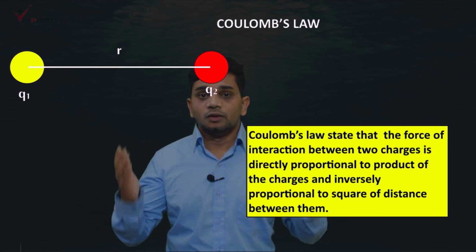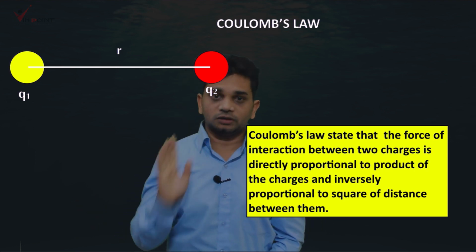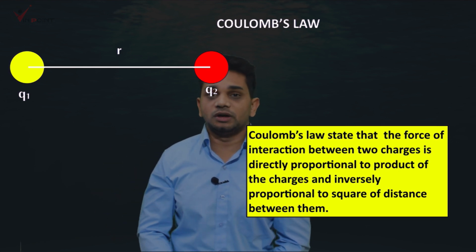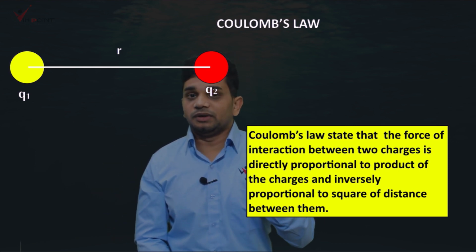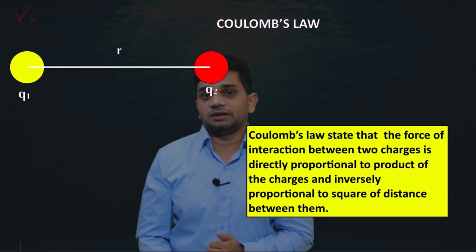Generally we can say that force of interaction between two charges is directly proportional to product of the charges and inversely proportional to square of distance between them. It's a very easy rule. Now let us write the mathematical expression.